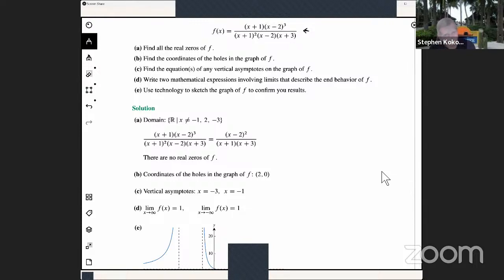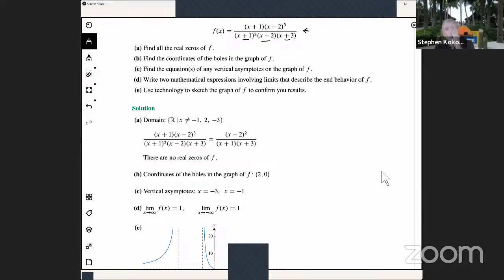The very first thing I thought about for this function is, well, what is the domain? The domain of a rational function is all reals except where the denominator is 0. Since this is in factored form, and since we have 3 distinct linear factors, the domain is all reals except where x is equal to -1, 2, and -3, because that's what makes these linear factors 0. And I can't have a 0 in the denominator. So that's the first thing I looked at.